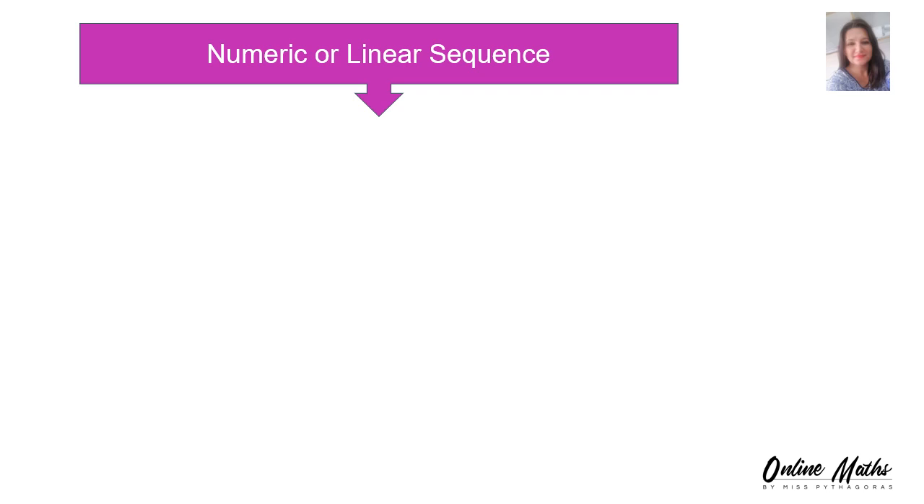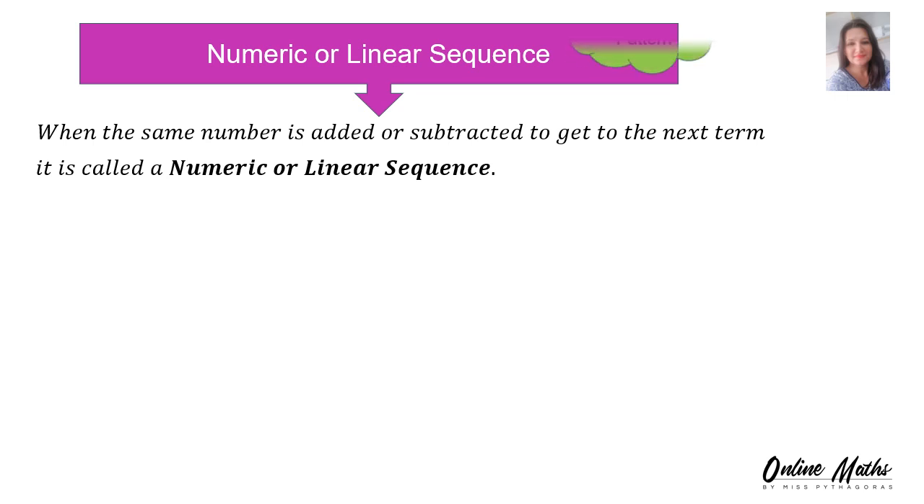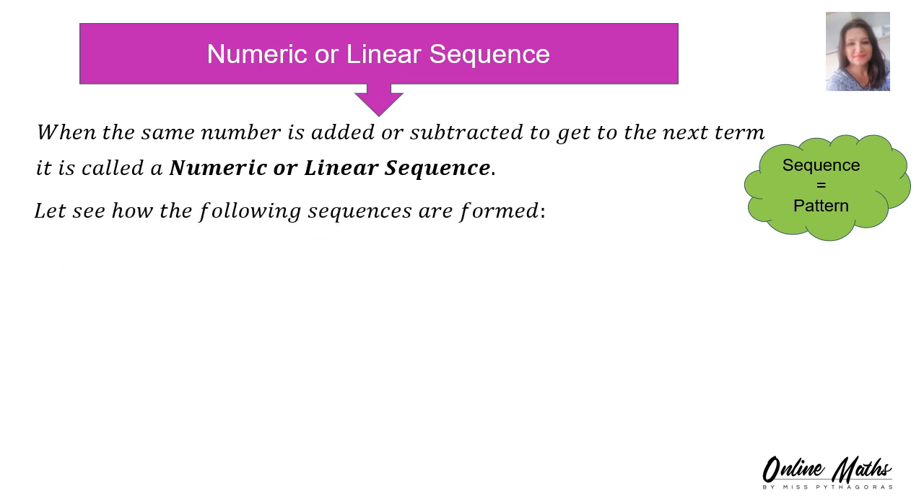Numeric or linear sequence. When the same number is added or subtracted to get to the next term, it is called a numeric or a linear sequence. I just want to explain that a sequence is another word for a pattern. So sometimes they refer to it as a sequence, sometimes a pattern. Let's see how the following sequences are formed.